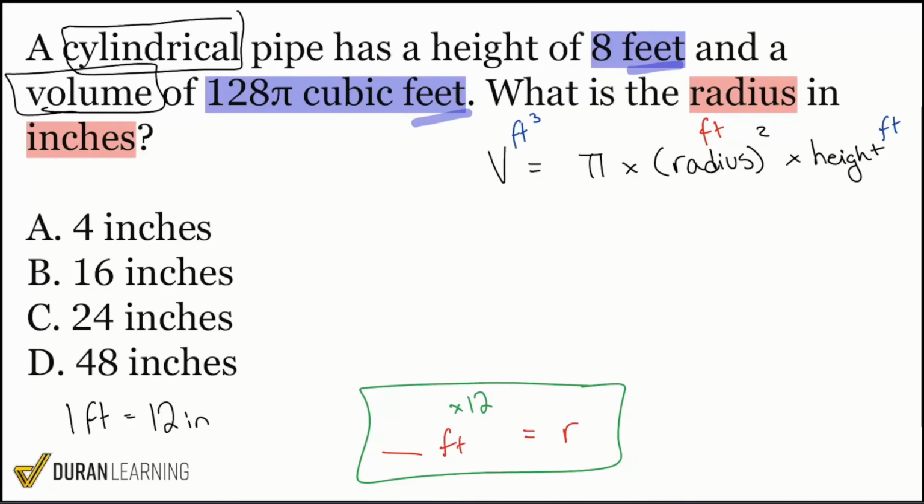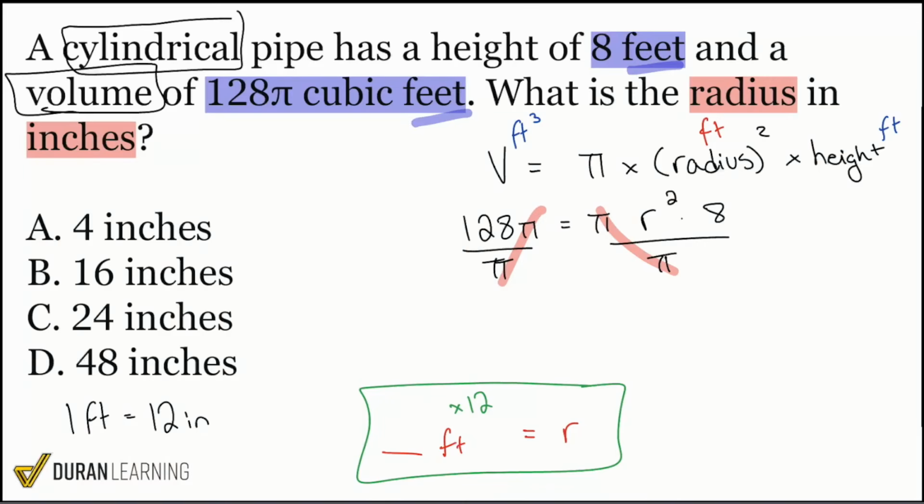So let's get to it here. Let's plug in the values we have. For the volume, we have 128 pi. On the right side, we have the pi, we have the radius, which is what we're looking for, squared, and then we have the height, which is given to us as 8. So I'll begin by simply canceling out the pi on both sides, because if we divide it out, it cancels out. So those are just going to go bye-bye. I can show you how it looks if I just divide by pi on both sides. You'll see the cancellation yourself.